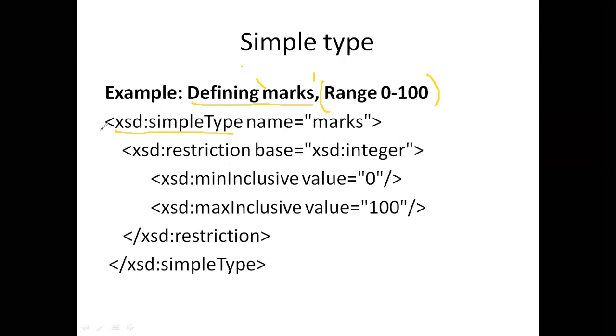So this is the starting tag, which you have to close here only. The name of the element is mark. Here you have to specify the restriction for the element mark. It is a type of integer, and you have specified the minimum value of the mark as 0. The maximum value of the mark is 100. After that, you close the restriction tag, and then you close the simpleType tag. In this way, we can define the simple data type in the XML schema definition.